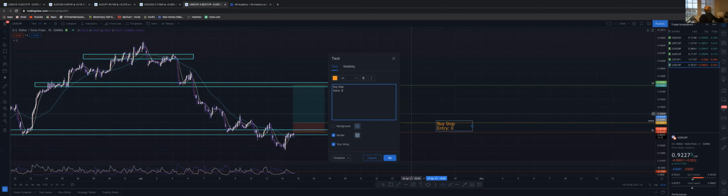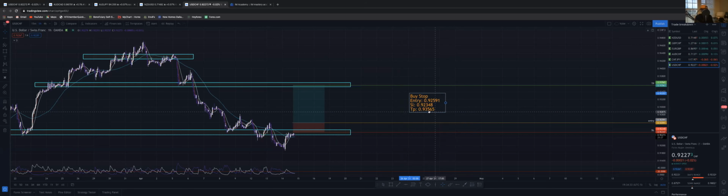Entry is 0.92591. Stop loss is 0.92348. And then TP is at 0.93565.